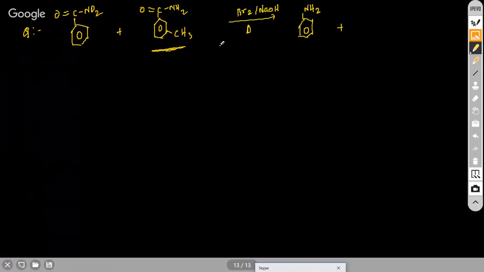Now the other one will react, so this has nothing to do with this reaction. The other product will be CH3NH2. This is the answer. This question was asked in the JEE exam. Ramcharan, you there?